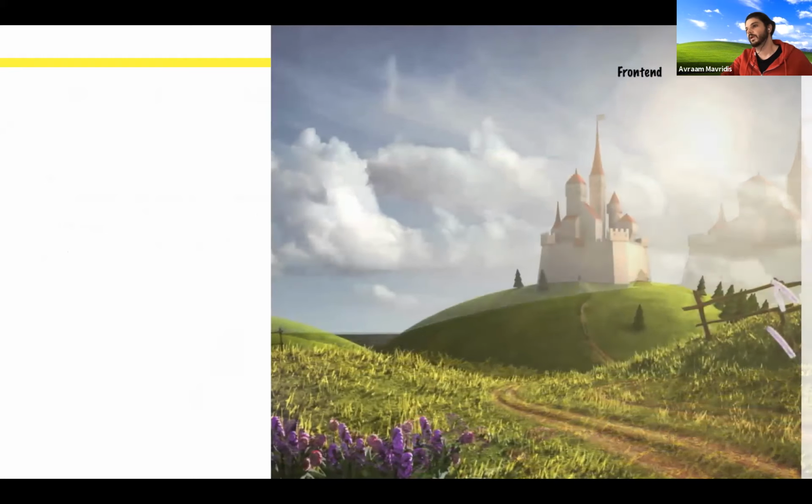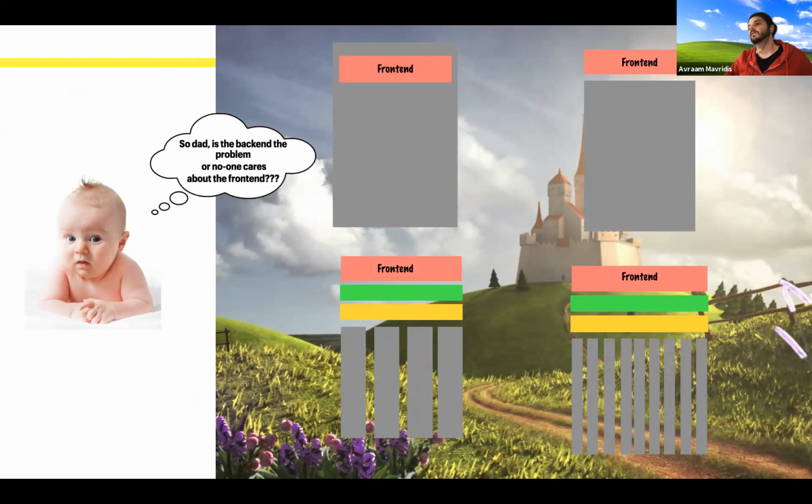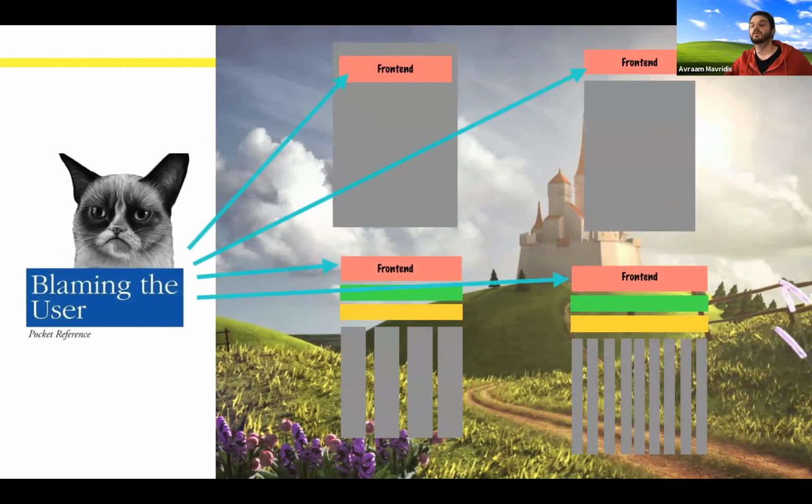And yeah, when I said that to my son, he said, Dad, in all these architecture styles, it seems that the problem is on the backend. No one cares about the frontend. And I would say, look, Yanni, of course, there is someone who cares about the frontend, it's the user. So let's blame the user.